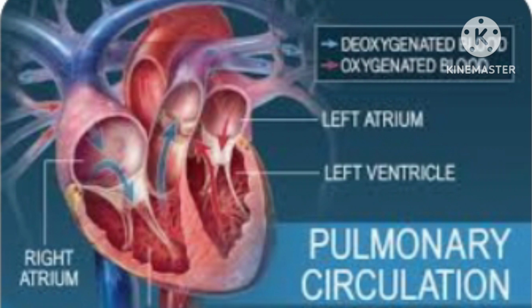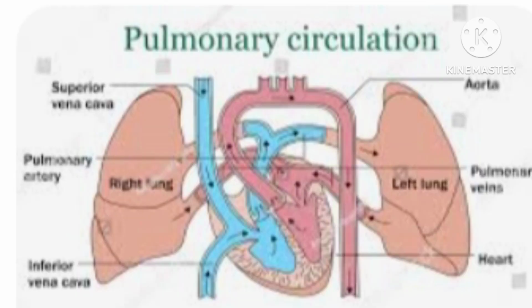In pulmonary circulation, the deoxygenated or oxygen-poor blood coming from the organs and tissues of the body passes through a major vein, the vena cava. The vena cava branches into two: the superior vena cava that collects blood from the head and neck region, and the inferior vena cava that collects blood coming from the lower part of the body.